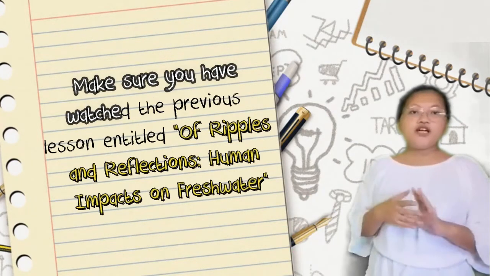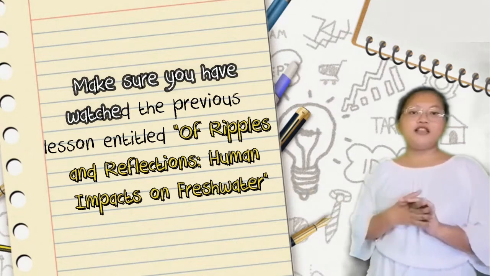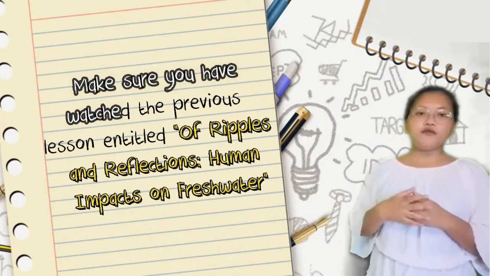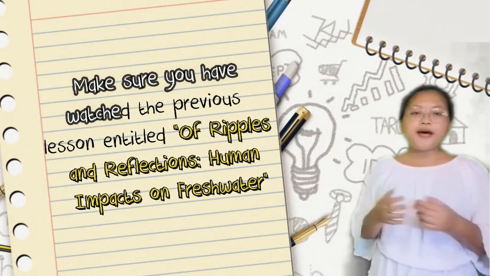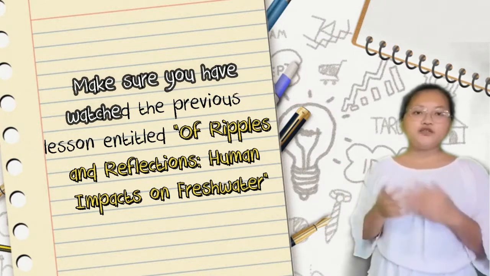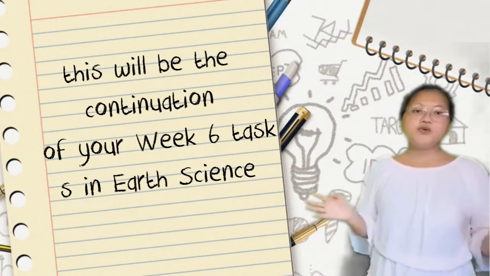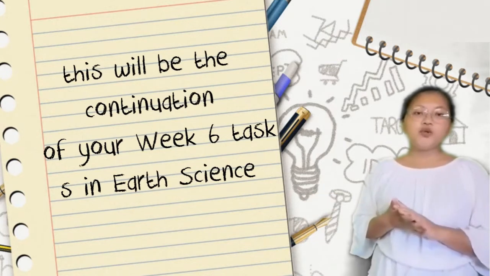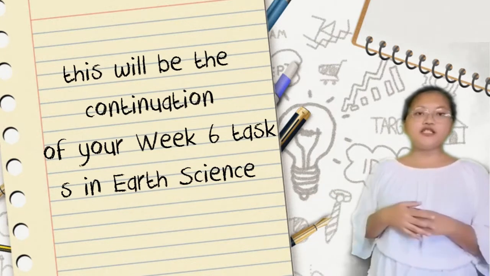Make sure you have watched the previous lesson entitled Of Ripples and Reflection, Human Impacts on Fresh Water before you proceed watching this video. So this will be the continuation of your week 6 task in Earth Science.